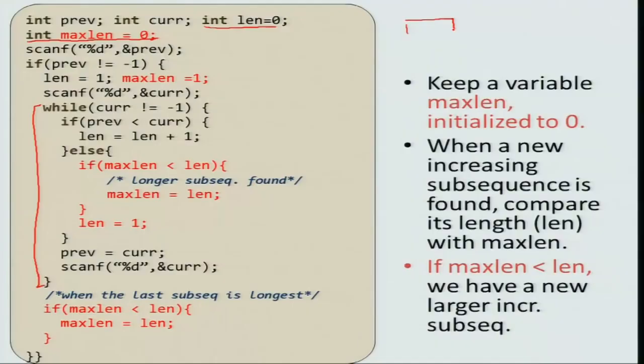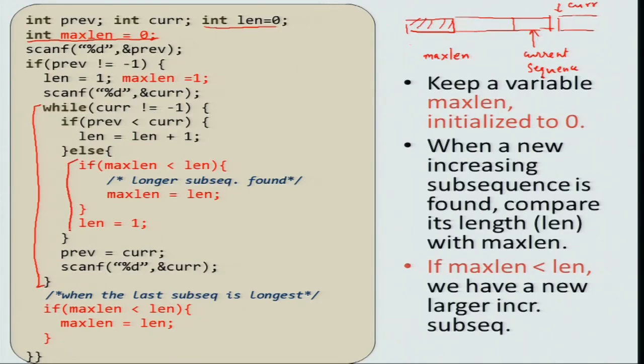So, the situation is the following. We have some max length sequence somewhere in the past. Max length is the length of the sequence that we have seen somewhere in the past. Now, we are scanning the sequence. We have a current sequence, and we have decided to break the sequence. So, we are now starting a new sequence starting at current. So, we are at this part of the logic.